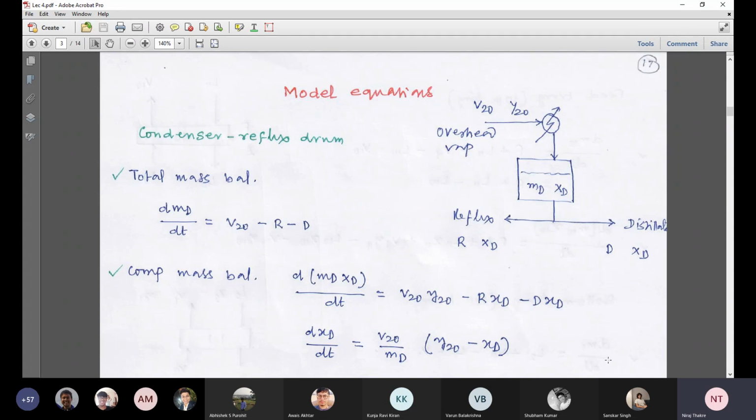All of you got this equation, final equation, dx dt. See, I have just substituted, I mean, you need to substitute this total mole balance equation here. Then you will get this dx dt.